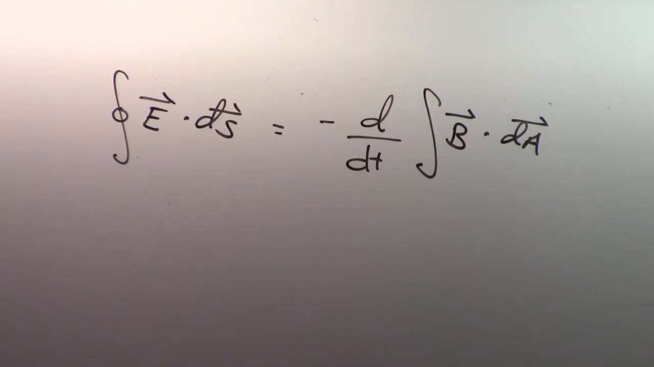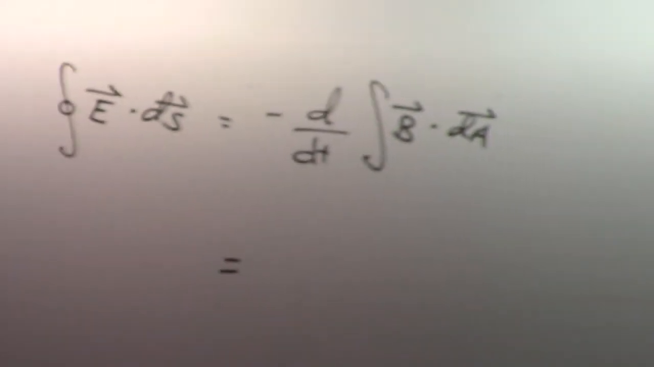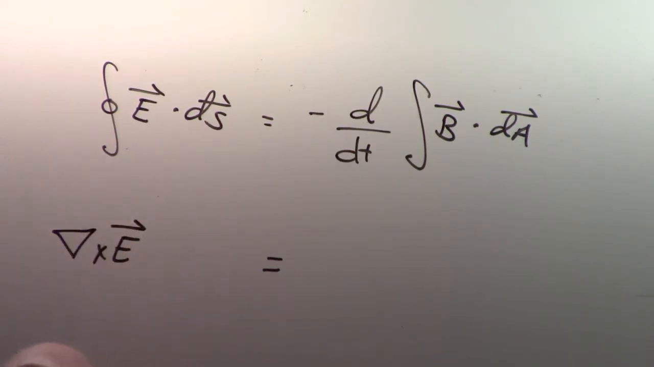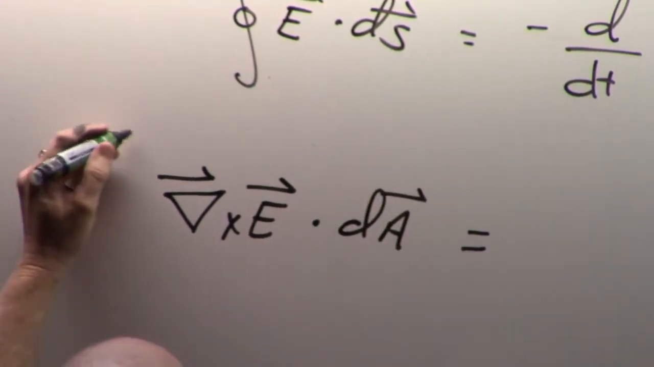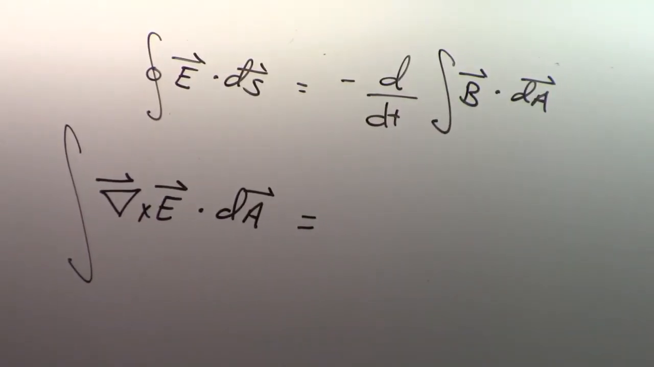And let me apply a little vector calculus here. You might recognize this as Stokes' theorem. Over here, the divergence theorem changed a surface integral into a volume integral. We have another nice technique from our vector calculus, which changes a line integral into a surface integral. So if you take the curl of the electric field and then do an integral over the surface enclosed by this line integral, you would get that.